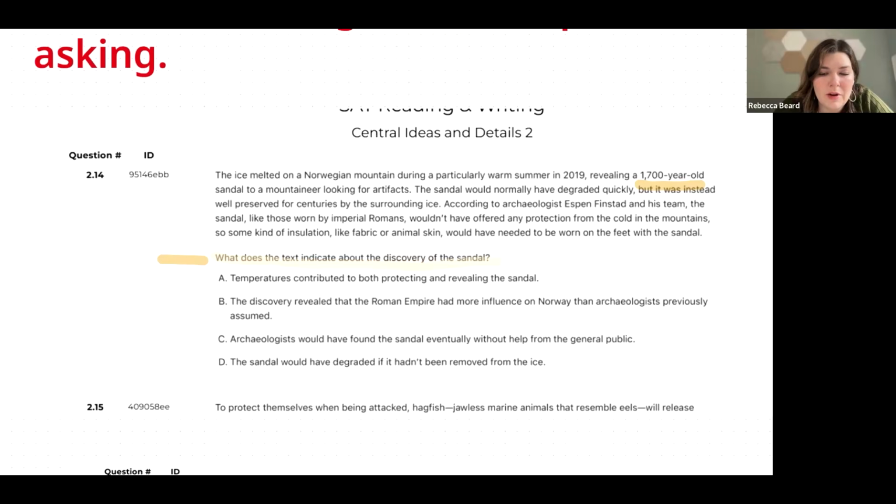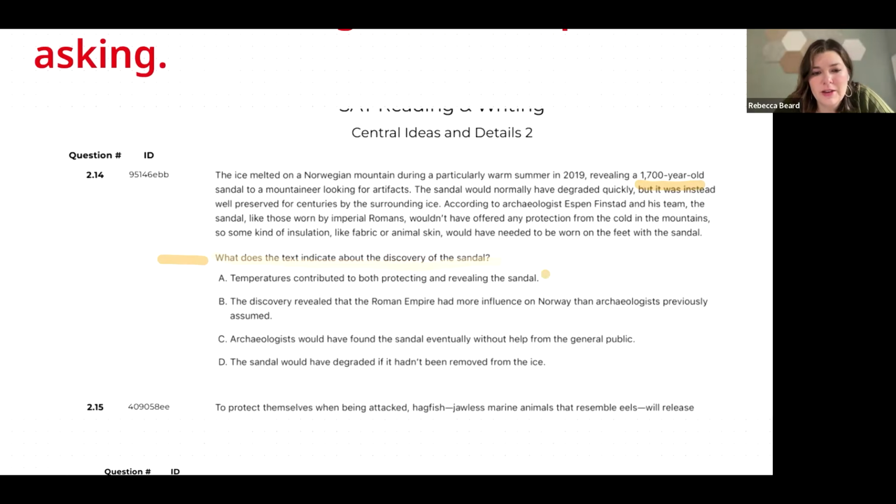Sandals like the Romans wore wouldn't have offered any protection in the cold of the mountains, so something would have needed to be worn on the feet with the sandal. So it's just saying it's likely missing something. Okay, let's look at our options. A: temperature contributed both to protecting and revealing the sandal. That one's not bad because it protected it a little bit and revealed it. So I kind of like A, but we're going to look at the others.